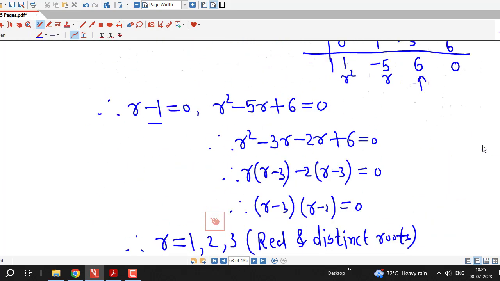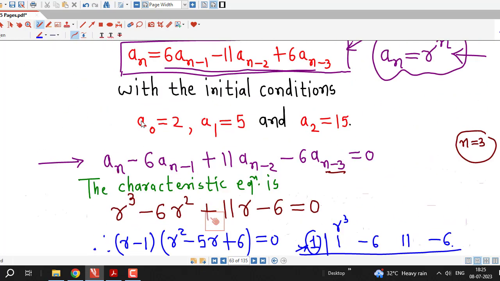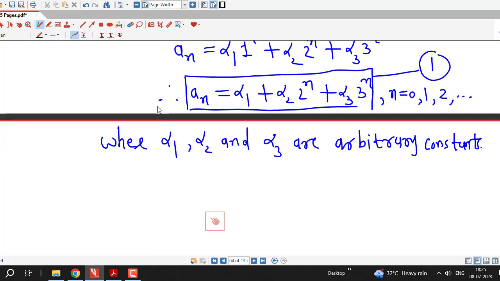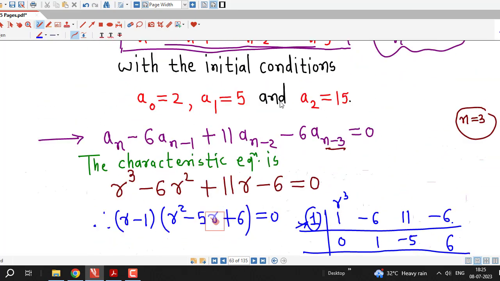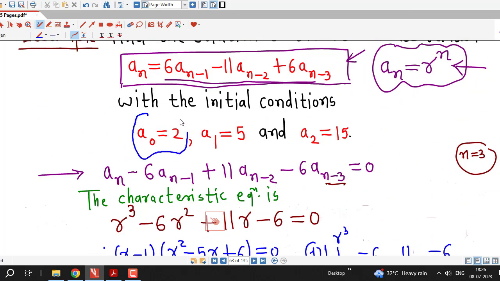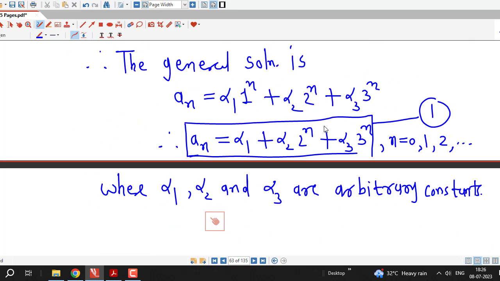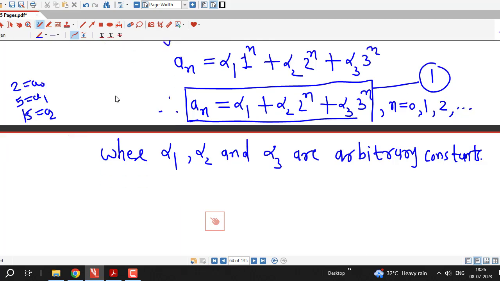Now we have to solve the recurrence relation together with the given initial conditions. In the general solution we have an infinite number of solutions depending upon the different values of alpha 1, alpha 2 and alpha 3. Out of those infinite number of solutions, we have to decide that solution which satisfies these three conditions: a_0 equal to 2, a_1 is 5 and a_2 is 15. Now this is starting from n equal to 0.